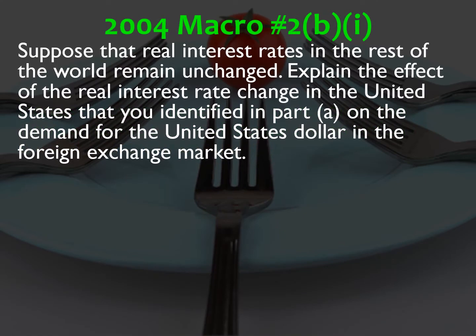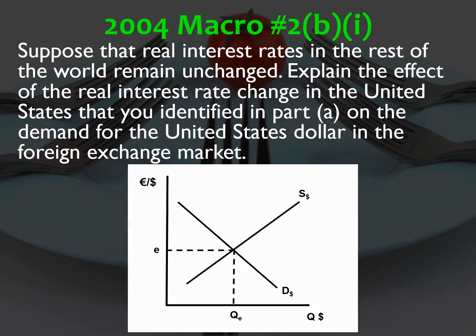B1, suppose that real interest rates in the rest of the world remain unchanged. Explain the effect of the real interest rate change in the US that you identified in Part A on the demand for the US dollar in the foreign exchange market. So here is the foreign exchange market for the dollar in terms of euros per dollar.